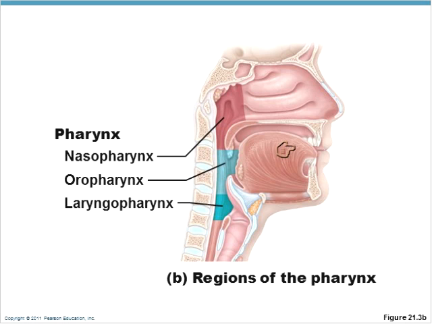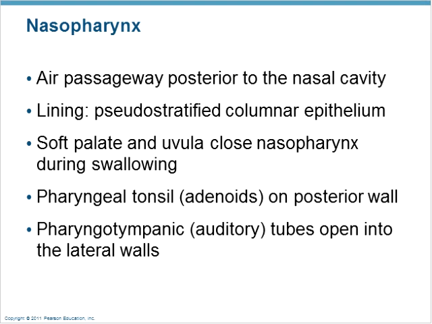There's the nasal pharynx, there's the oropharynx, and finally there's the laryngopharynx at the very bottom. The nasopharynx provides an air passage posteriorly to the nasal cavity. It's lined with pseudostratified columnar epithelium, which produces mucus. Its soft palate and uvula close the nasal pharynx during swallowing, and the pharyngeal tonsils, the adenoids, are located in the posterior wall. The pharyngotympanic auditory tubes open into the lateral walls of the nasal pharynx, the eustachian tubes, as it were.